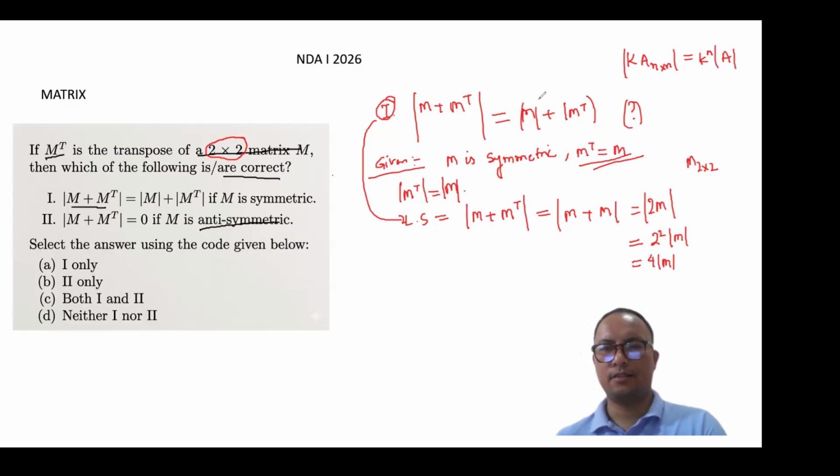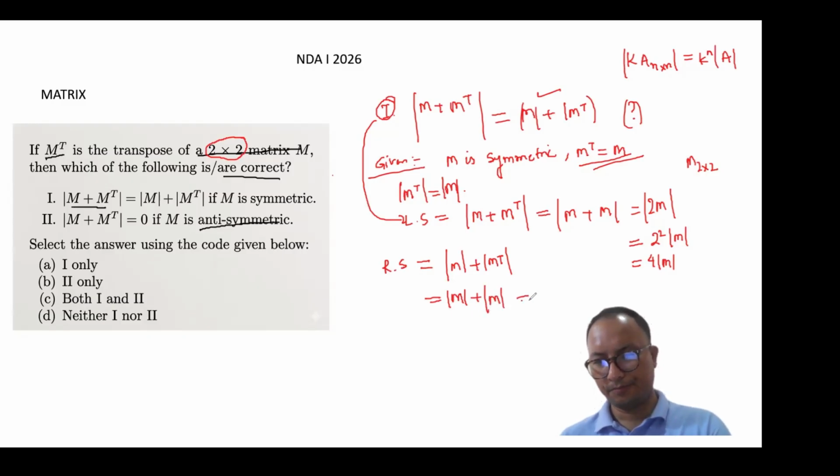Now, how about the right hand side? The right side is the determinant of M transpose, but this is nothing but the determinant of M. So this is 2 times the determinant of M. Now the left side and right side are not equal. So the first option is wrong, not correct. Now, let's move to the second option.